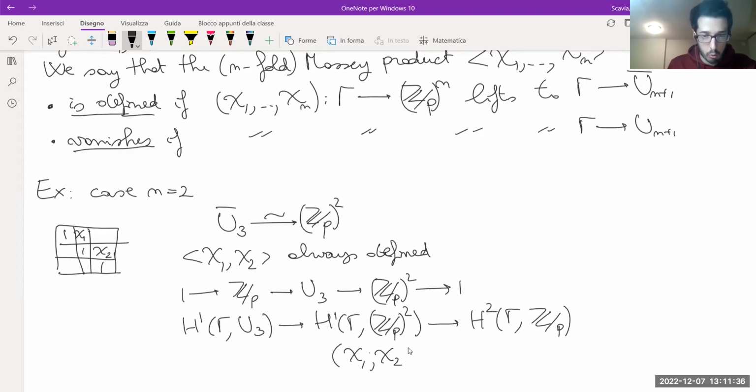We want to lift it to a homomorphism from Γ to U3. So we would like to know if it comes from something here, right? Because H1(Γ, U3) is just homomorphisms modulo conjugation. So we would like to see when this chi1, chi2 belongs to the image. Well, that's if and only if it goes to 0 here. But the image here, one can do a computation, and this computation shows that the image here is the cup product, chi1 cup chi2.